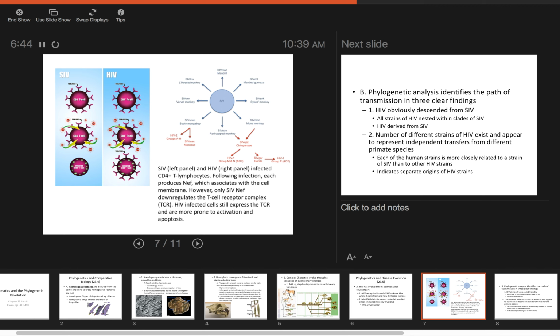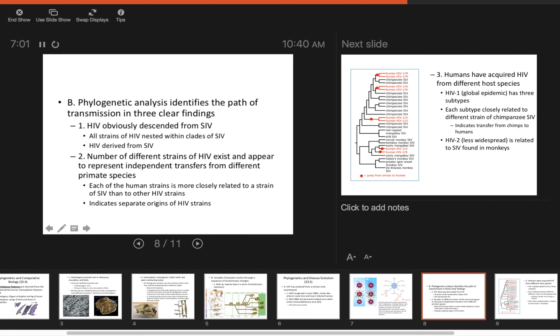This is a family tree, or a diagram, showing SIV and all the different versions of it, but then some groups have made the jump to humans. So there are different strands of HIV out there from different animals or species of monkeys. Using phylogenetic analysis, we can figure out how HIV evolved, and you're going to look at that today. But it descended from SIV.